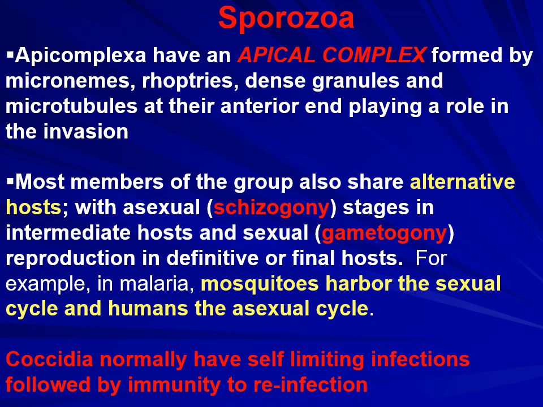Asexual stages are hosted by intermediate hosts, and one way of division of these asexual stages is called schizogony. Definitive hosts, at their side, are also called final hosts, and these lodge the sexual stages of reproduction. These sexual stages happen after a stage that is called gametogony. For example, in malaria, mosquitoes harbor the sexual cycle, whereas humans harbor the asexual cycle.